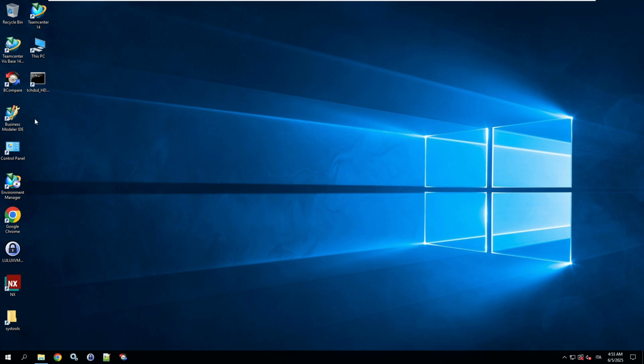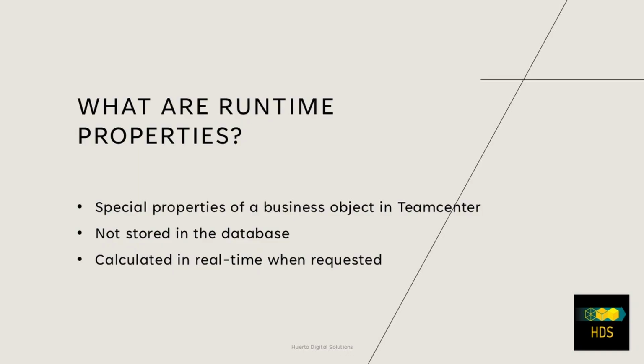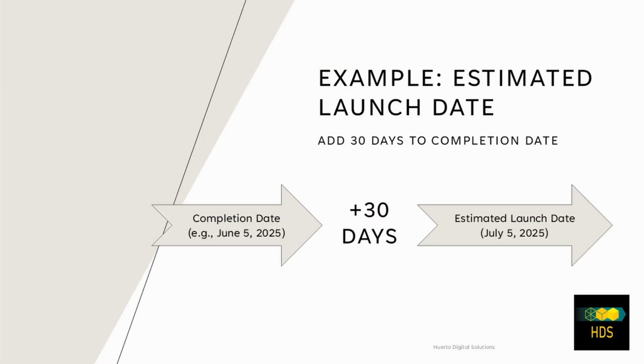Let's get started. So, what exactly are runtime properties? They're special properties of a business object in Teamcenter that aren't stored in the database. Instead, their values are calculated in real time whenever a user requests them. Imagine a field that shows, for example, the estimated launch date of a rocket by adding 30 days to a project's completion date. This value isn't fixed. It's generated on the spot based on other properties or custom logic.